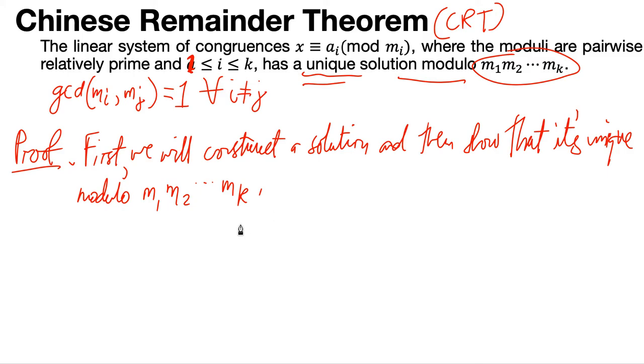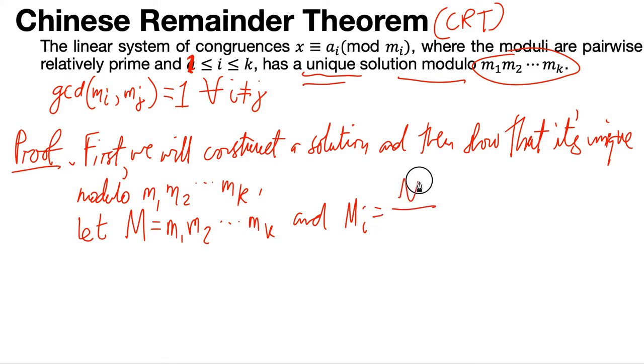Okay, so first we need to construct some things that we will consider here. So we will let big M, capital M, but capital M takes a lot of syllables to pronounce, so let's call it big M. Big M is equal to the product of m sub 1 times m sub 2 up until m sub k. And big M sub i is equal to, similar to big M, save small m sub i.